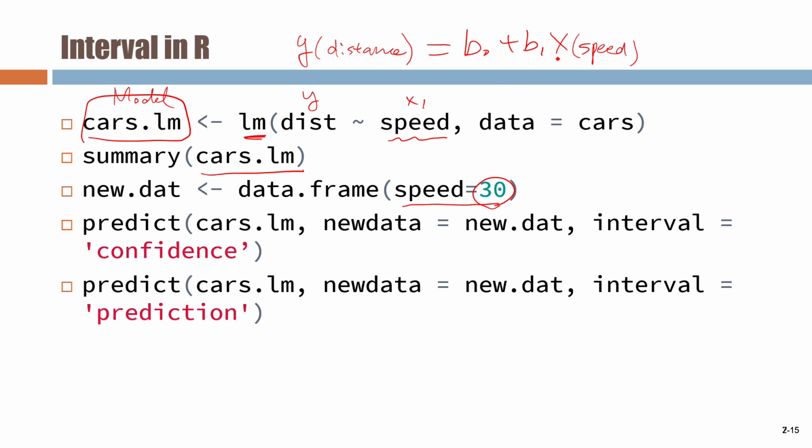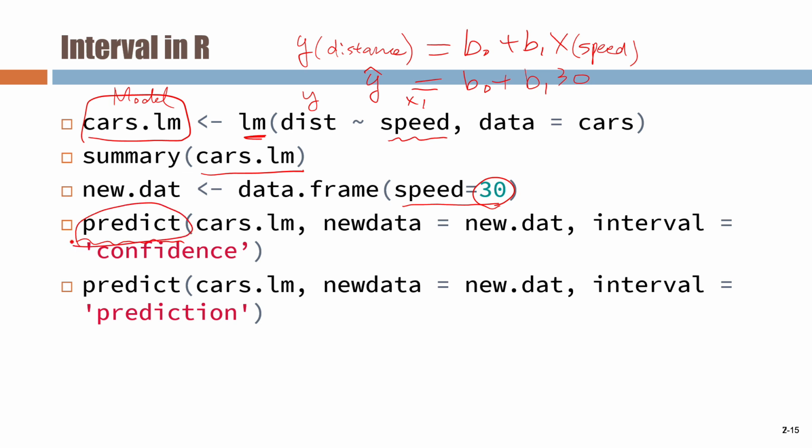So once you got a number, then what would be the distance when the speed is 30, right? Once you got a whole number, then you can estimate the y value here. That's how you predict, the predict function. This function is quite useful even when you do machine learning.